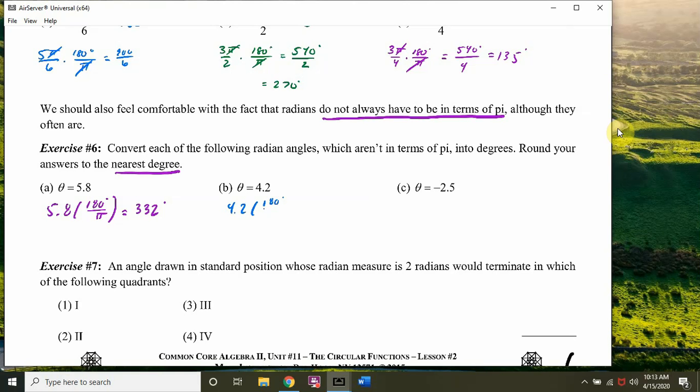So again, I'll multiply by 180 degrees over pi radians. 4.2 times 180 divided by pi on my calculator is about 241 degrees to the nearest degree. And in part C, let's take negative 2.5 multiplied by 180 degrees over pi radians. Negative 2.5 times 180 divided by pi is about negative 143 degrees.